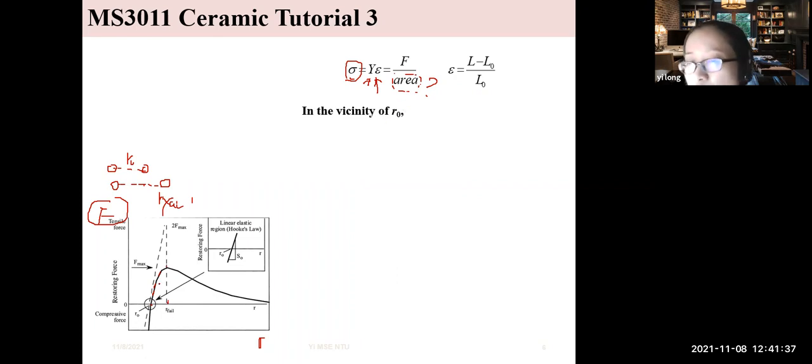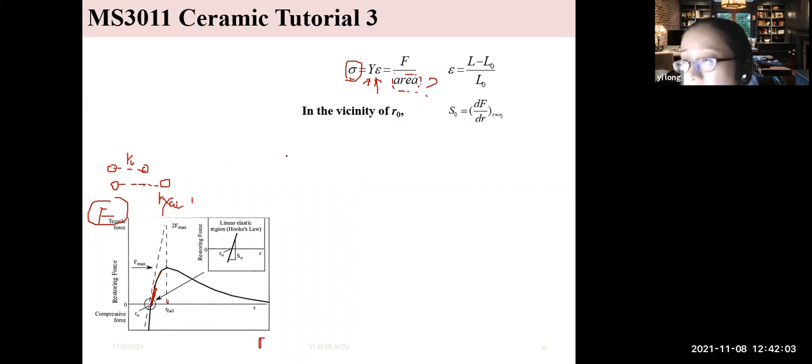The most important thing here, we have to be careful, because it is related to elastic deformation and plastic deformation. But for ceramics, at the very beginning, in this region, we always assume it is elastic deformation, and it is true at the very, very beginning. That's what we said: in the vicinity of R naught.